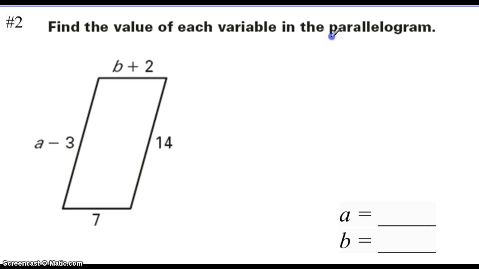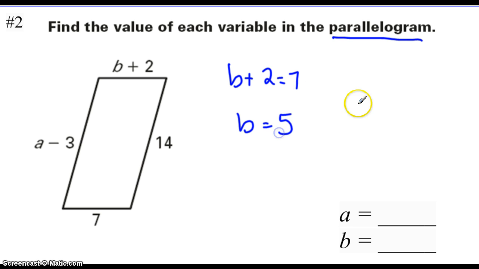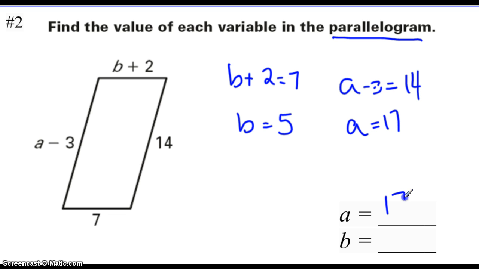In this one, I tell you again in the directions, it's a parallelogram. And then, obviously, you figure it out. So if you could just pause the video and do the math, you should set up that b plus 2 equals 7. Okay, so A is 17 and B is 5.